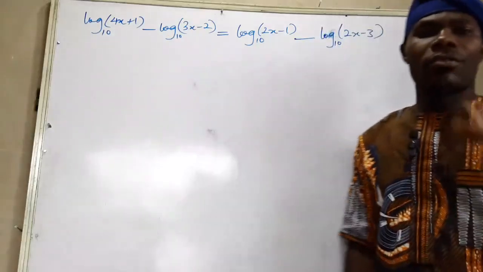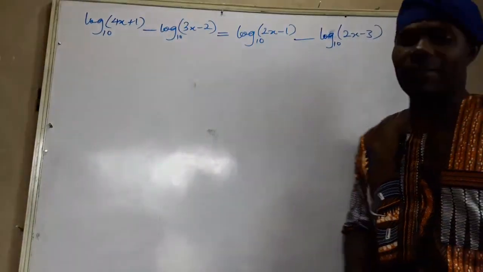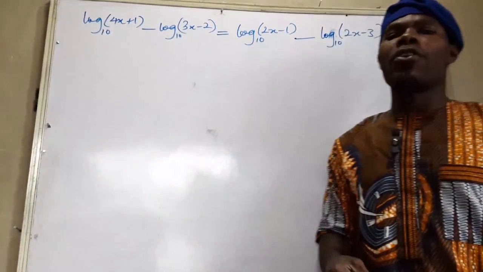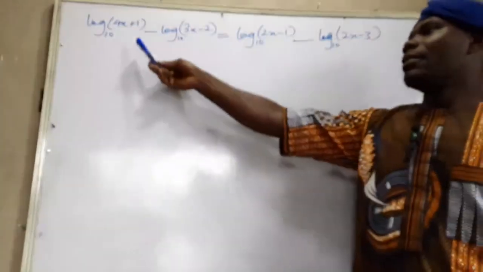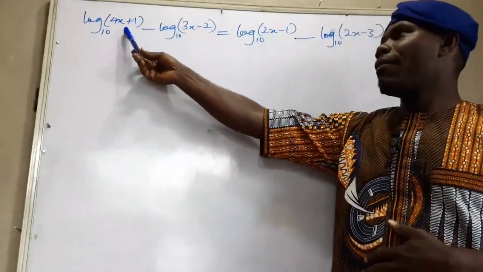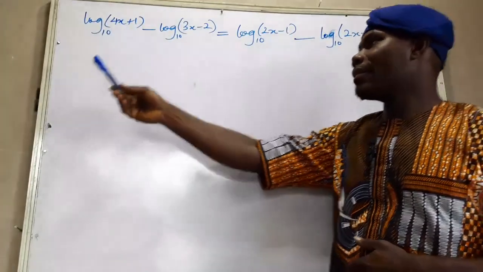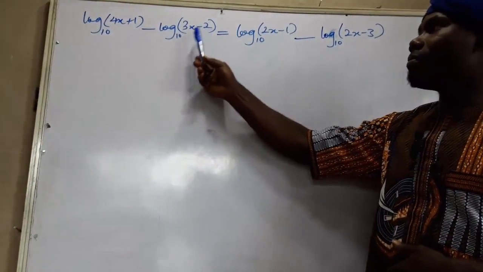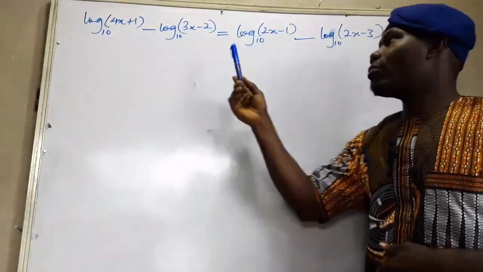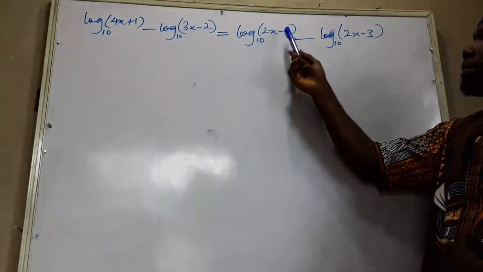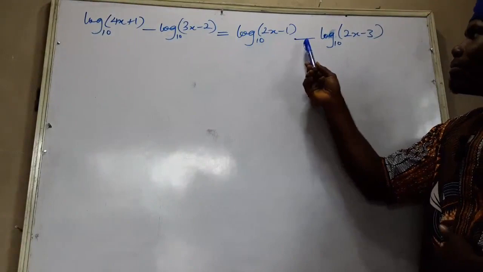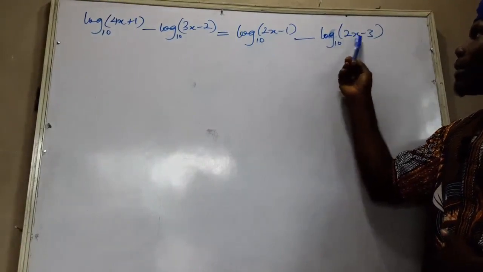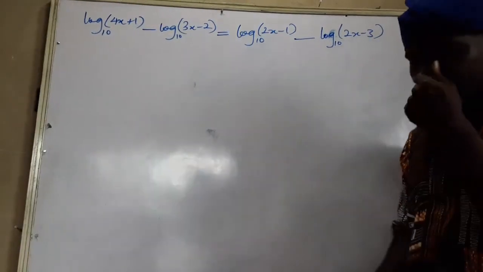Clinic. Today we want to solve a question from theory of logarithm. We have log of 4x plus 1 base 10 minus log of 3x minus 2 base 10 is equal to log of 2x minus 1 base 10 minus log of 2x minus 3 base 10.